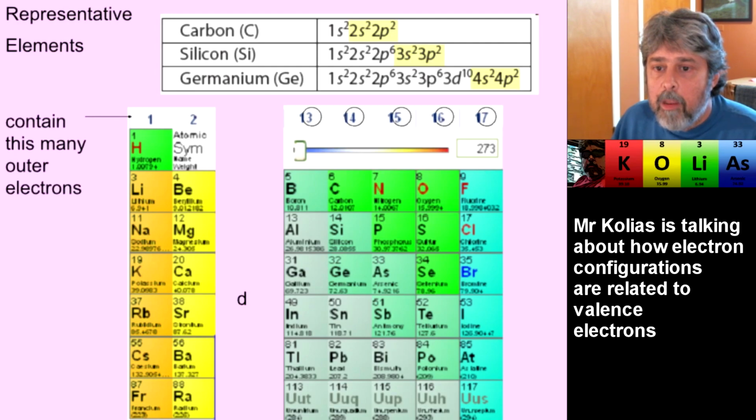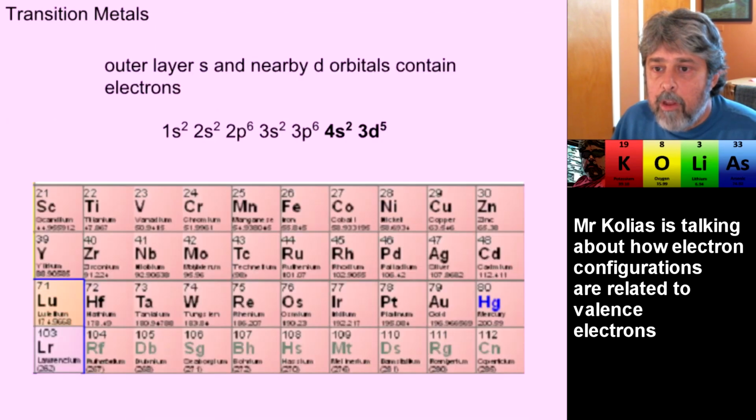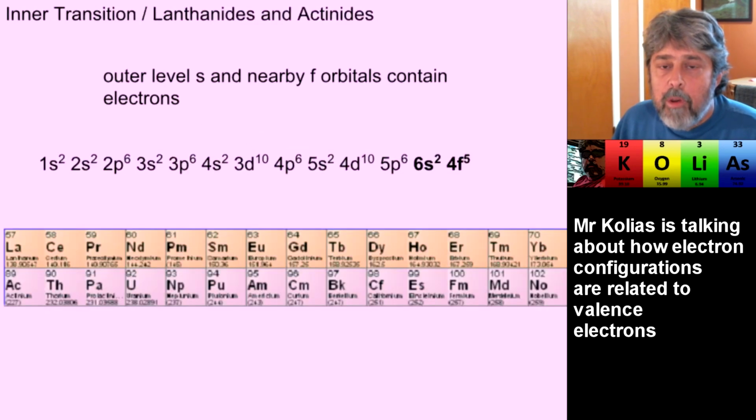And again, contains that many outer electrons. Here are the transition metals. You can't really tell how many outer electrons they have just by looking at their group number. The inner transition, these are the lanthanides and the actinides. You can't tell how many valence electrons they have just by looking at the group number. Can't do that. That only works for the representative elements. But just know that the outer level S and nearby F orbitals contain electrons.